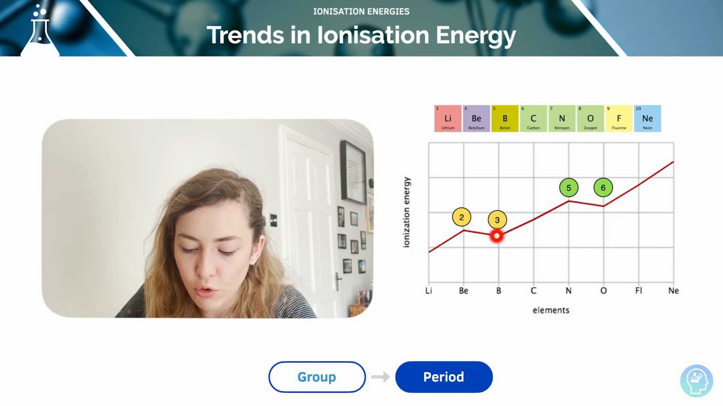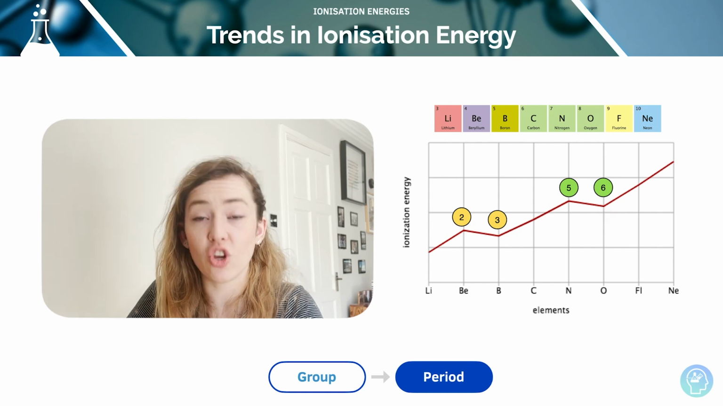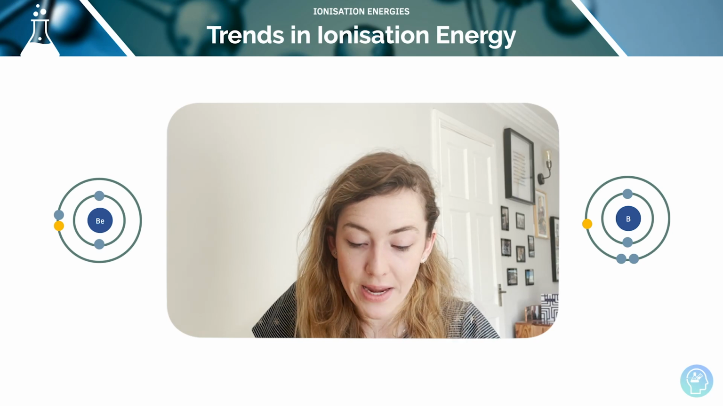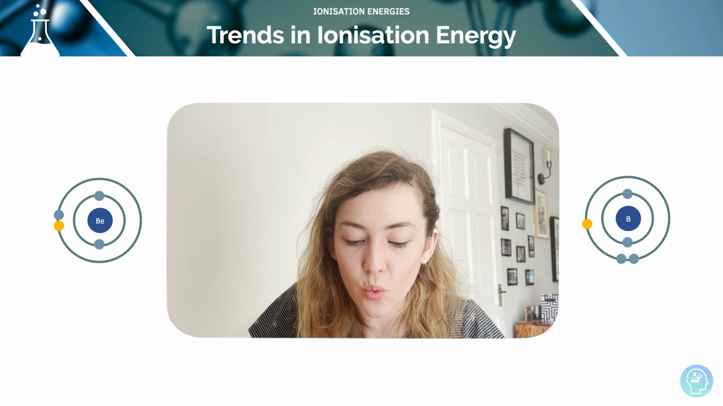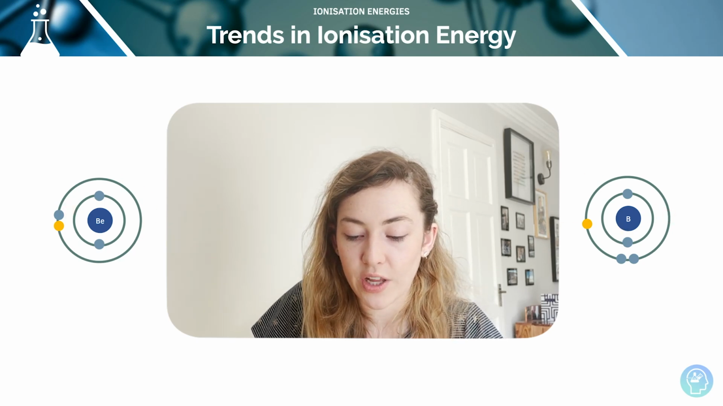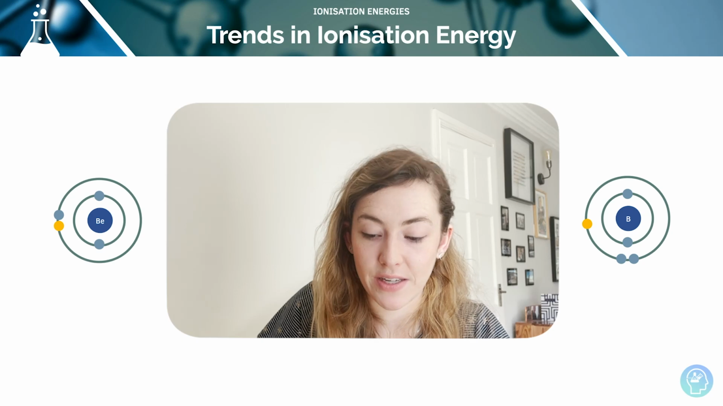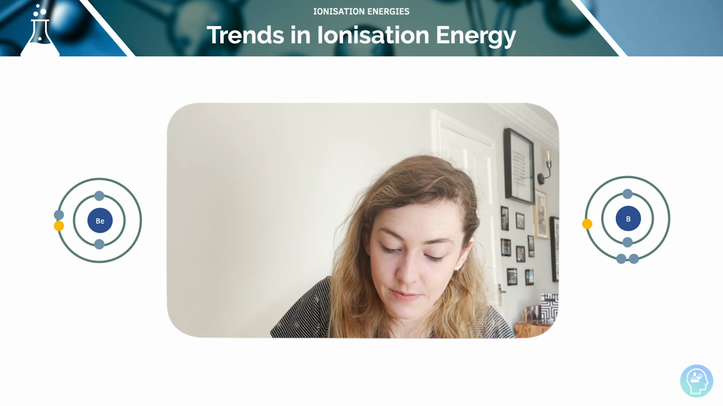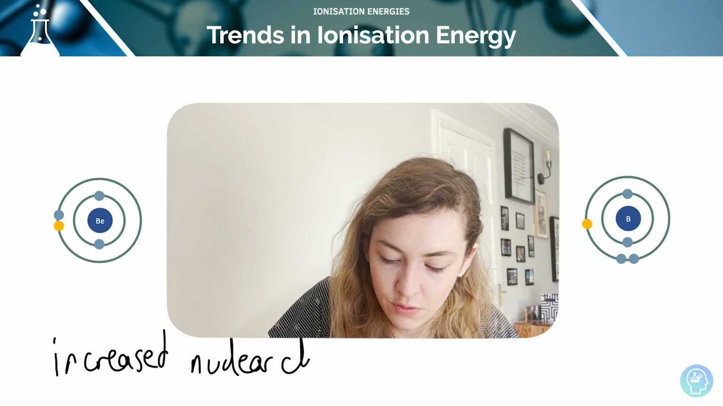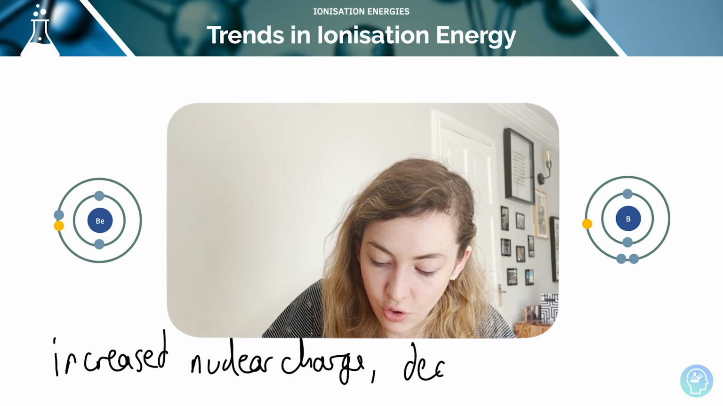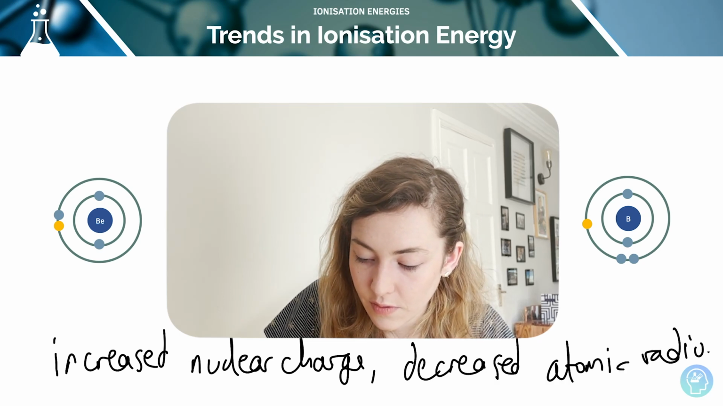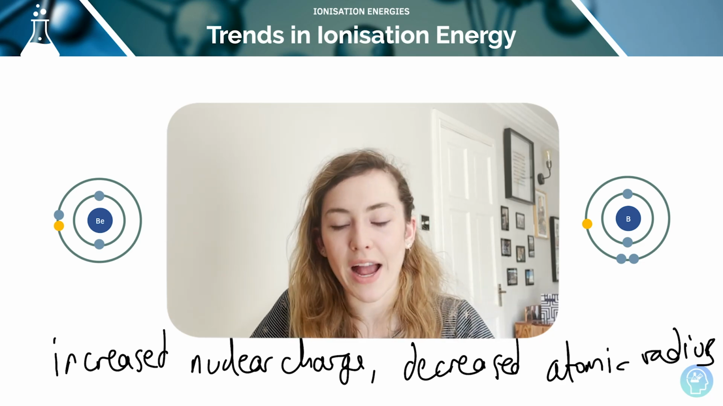So there's a drop between group 2 and 3, and there's a drop between 5 and 6, and you need to be able to explain why we have those drops. So we saw a drop there between beryllium and boron. We'd expect the first ionization energy of beryllium to be lower than that of boron due to the increased nuclear charge and decreased atomic radius. Okay, that's what we'd expect. So increased nuclear charge and decreased atomic radius. So that's interesting, but we don't actually get that.